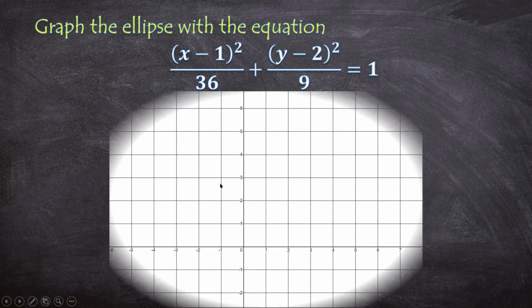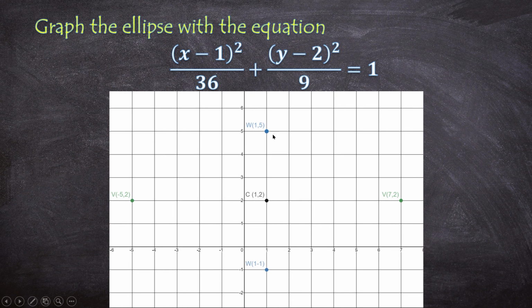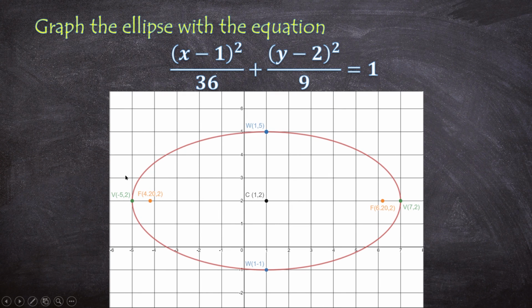Now let's graph. So locate the center, we have (1, 2) coming from (h, k). So we have the center. Then the vertices, we have negative 5 and 2. Then the co-vertices, okay, we have our foci. So now let's graph, connect the points and make a smooth curve to touch the vertex, just like this one. Okay, so this is now the graph of our ellipse.